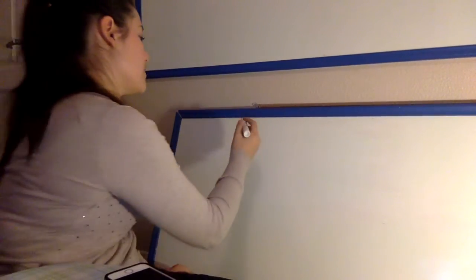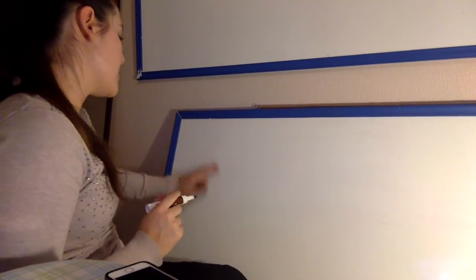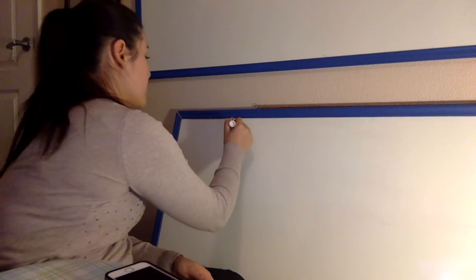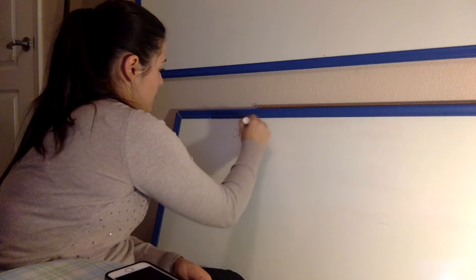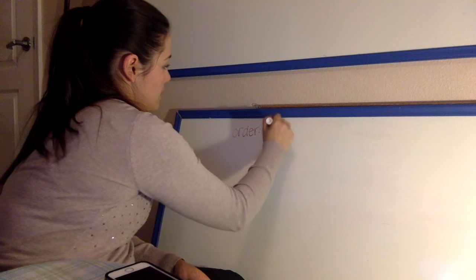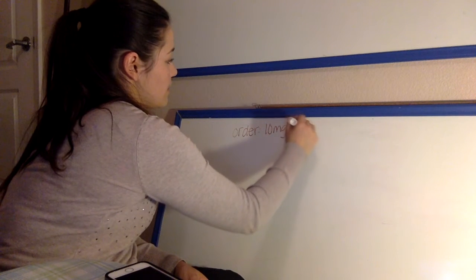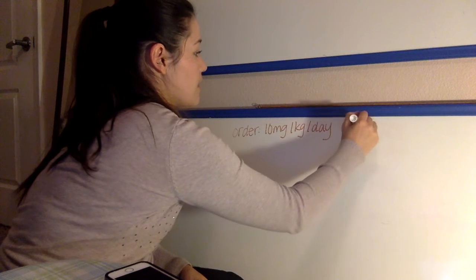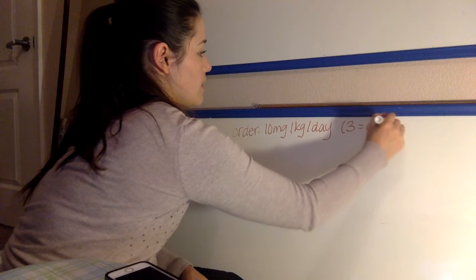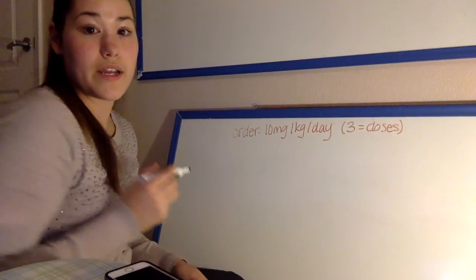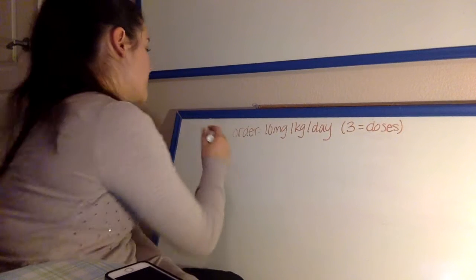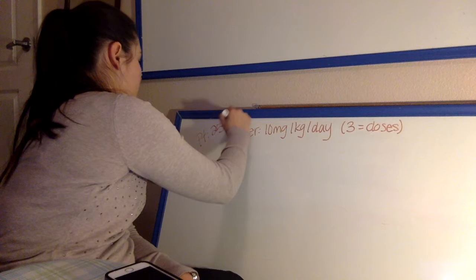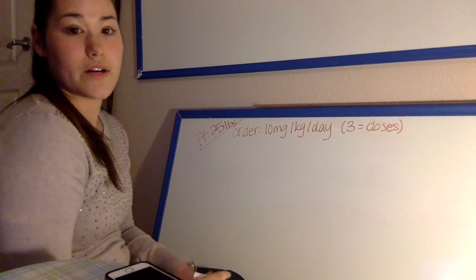Okay. So this one can be a little tricky if you don't read it all the way through. So make sure you're reading things clearly with this, okay? So the order is 10 milligrams per kilogram per day in 3 equal doses. All right. Your patient weighs 25 pounds. All right.